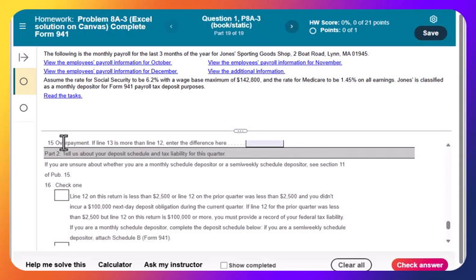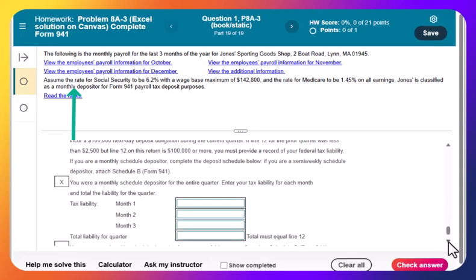So part 2, tell us about your deposit schedule and tax liability for this quarter. If you're unsure about whether you're a monthly scheduled depositor or semiweekly scheduled depositor, see section 11 of Publication 15. So for this one here, it's actually given to us at the beginning of the problem that Jones is classified as a monthly depositor. Then also the authors of the problem here are making it easy on us. They are checking here, you are a monthly scheduled depositor. For the entire quarter, enter your tax liability for each month and total the liability for the quarter.